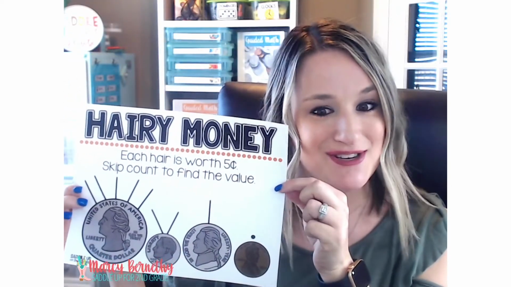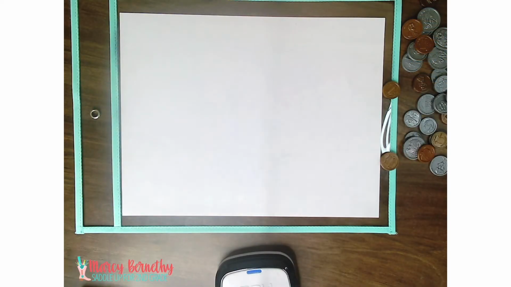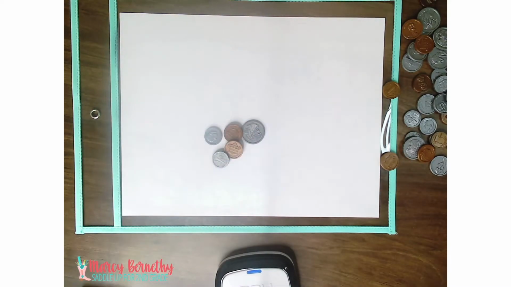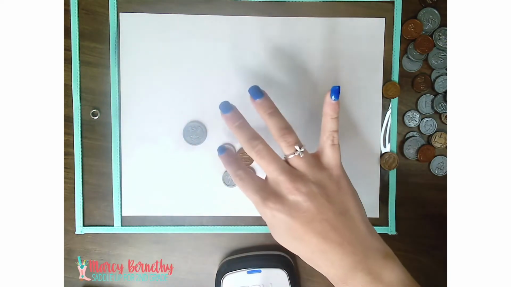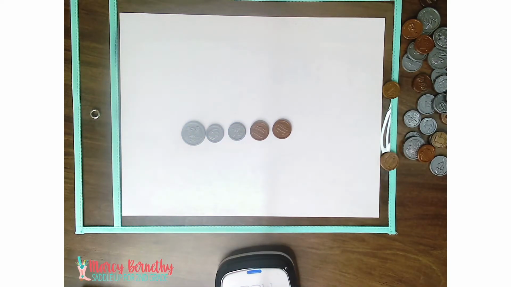Now let me show you how it would work. One of the things that I always teach my students, especially when working with physical coins, is that when they are finding the value, they put the coins in order from greatest to least in value. So I just chose a random selection of coins. And what I would have my kids do is put them in order based on their value. And then they can use the hairy money method to skip count and solve.